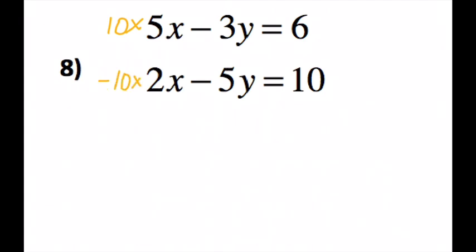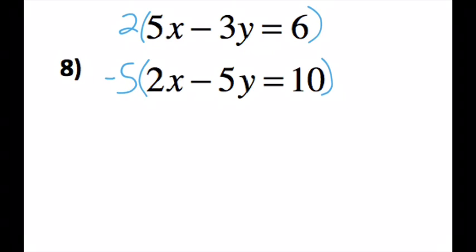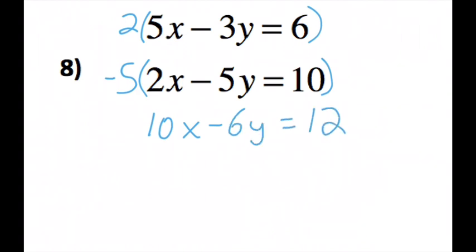So what I can do is I can multiply the top. Let me go ahead and erase that. I can multiply the top by a positive 2, and multiply the bottom by a negative 5. On the top, that would give me 2 times 5x is 10x, minus 2 times 3y is 6y, equals 2 times 6 is 12. For the bottom, I would get a negative 5 times 2x, which is a negative 10x. And then I'd have a negative times a negative, which would be a positive, and then 5 times 5 is 25y, equals a negative 5 times 10 is a negative 50.